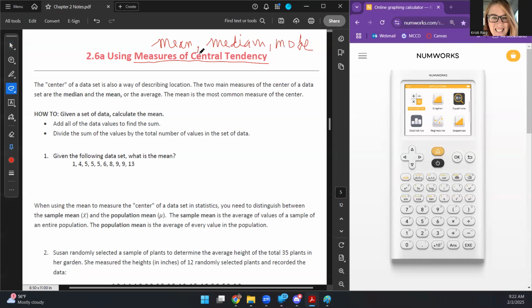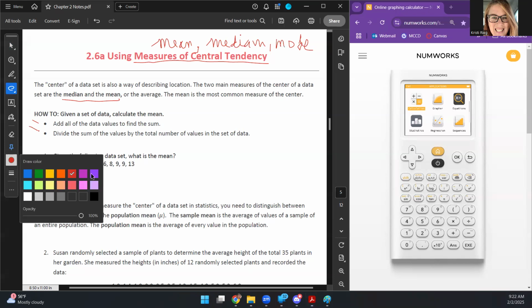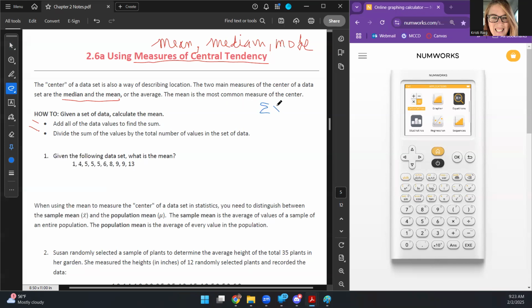Okay, so we're talking about centers of data. And the two most common are mean and median, and mean is just the average. So how do you do that? You add up all the values and you divide by the total number of values. In formula form, the mean is written as the sum of the x's divided by n.